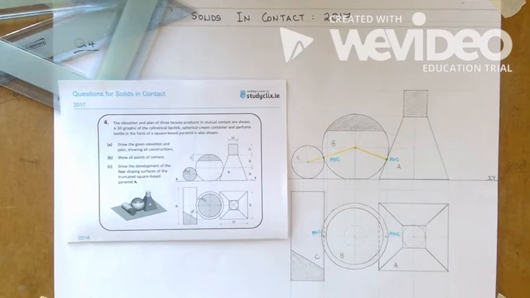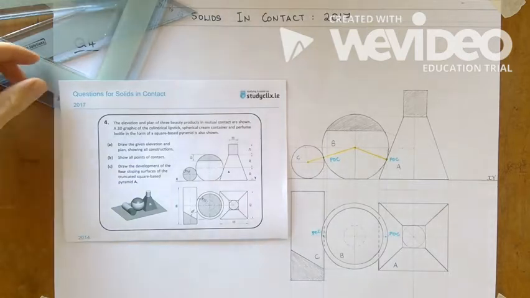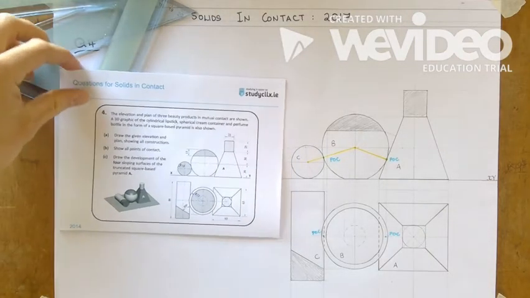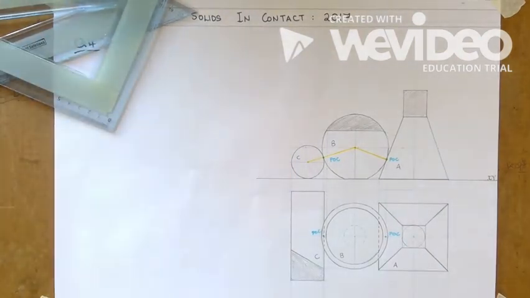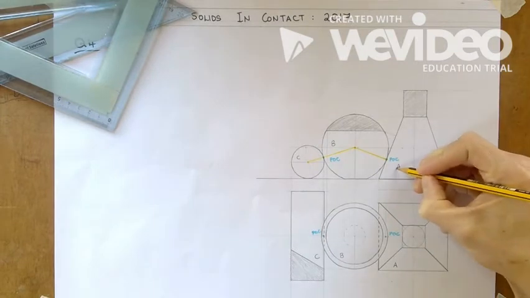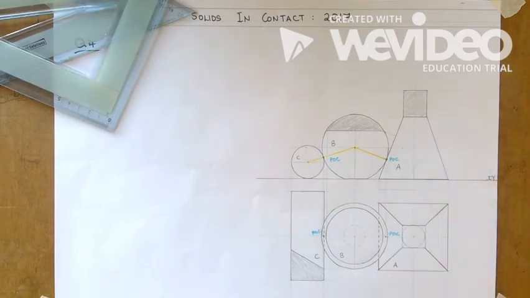The final part of this question, part C, says draw the development of the four sloping surfaces of the truncated square-based pyramid A. So we're just concerned with the sloping surfaces here, the four of these. One thing we have to consider when drawing a surface development is, do you have the true lengths to be able to draw the true shape of each surface? And at the moment in plan view, we don't.